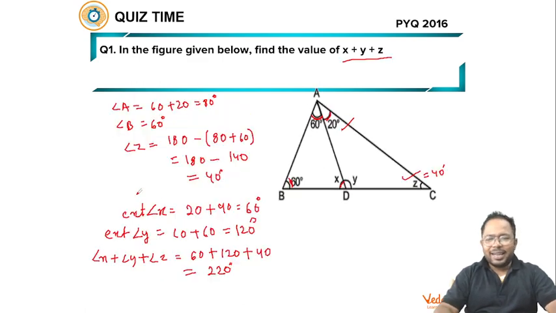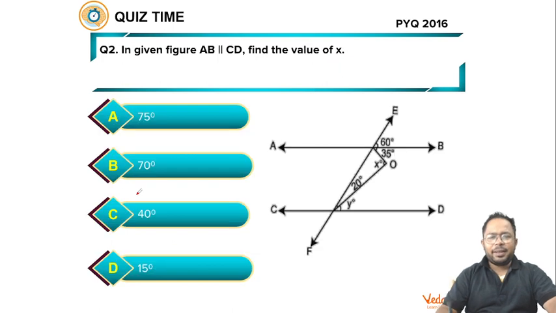Alright students, let's move on to the next question. In the given figure, AB is parallel to CD, find the value of x. You need to find this value, this x. Solve it. What is going to be the value of x? Once again, I request you to pause, solve it and get the answer. We'll be looking into the answer in 5 seconds.